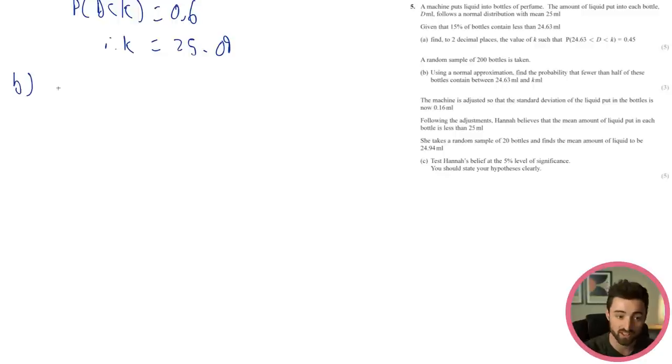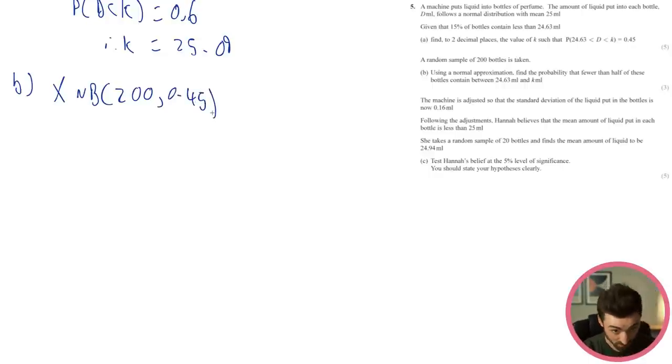I've got 200 trials. And the probability of success on a given trial, well, we've already been told that in part A, it's going to be 0.45, isn't it? So now I just have all of these bottles and I test for how many have this. Okay, so what we kind of want to do is get the probability that it's fewer. However, we're asked to use a normal approximation here.